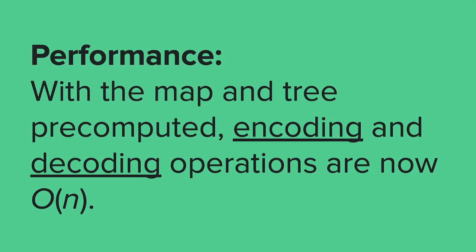And now we're prepared. And with that preparation, we can now encode and decode with a worst case scenario of O of N, where we just linearly move through each of the elements in the text and can encode and decode quickly.